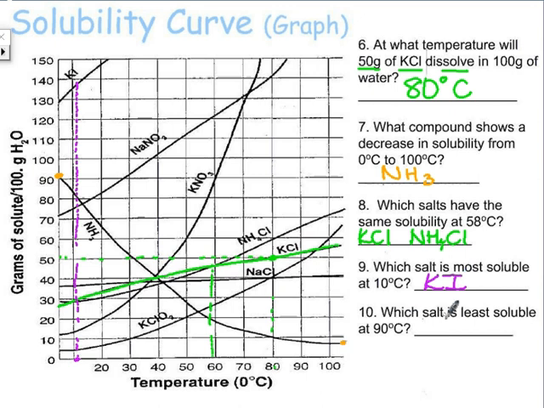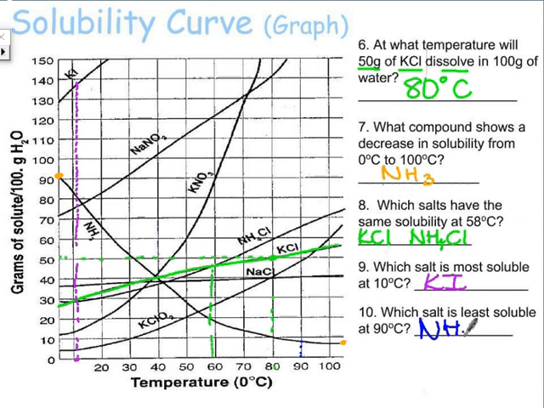All right, last one. Which salt is least soluble at 90 degrees Celsius? So I find 90 degrees Celsius. Let me switch my colors. And see which one is least soluble. That one. What is that one? I trace it up and I see it is NH3.